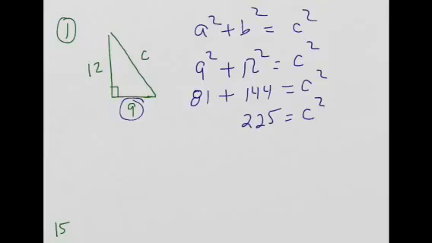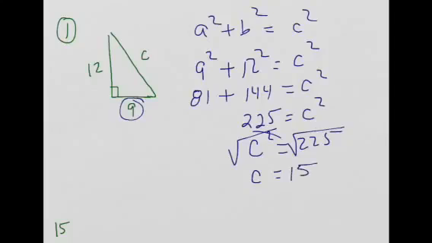Is our variable on the left? It's not, so we're going to turn it around. C squared is equal to 225. We're going to take the square root of both sides. That cancels out the square, so c is going to be the square root of 225, which is going to be 15.